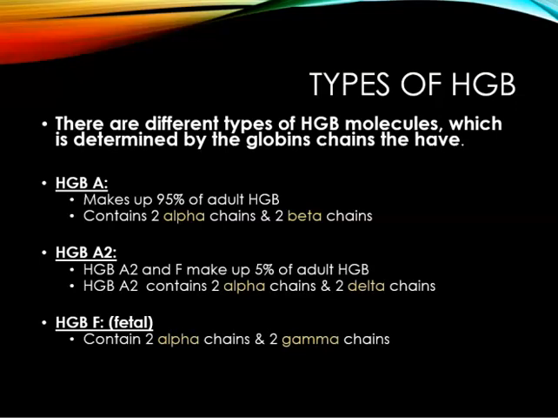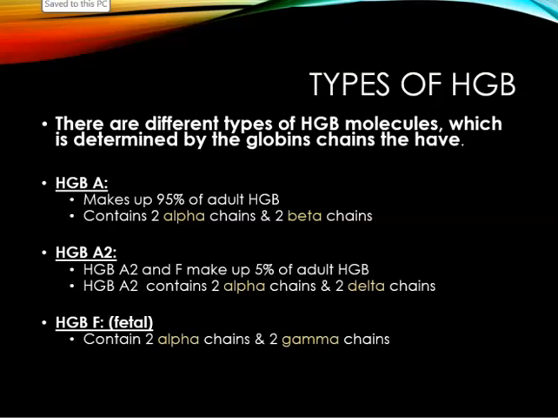The first type of hemoglobin that we're going to talk about and its structure is hemoglobin A. Hemoglobin A makes up about 95% of an adult's hemoglobin. It contains 2 alpha chains and 2 beta chains. So that makes up a total of 4 chains for that hemoglobin molecule. 2 alphas, 2 betas. Now hemoglobin A2 and hemoglobin F only make up about 5% of all adult hemoglobin. So you have a lot less of hemoglobin A2 and F in the body.